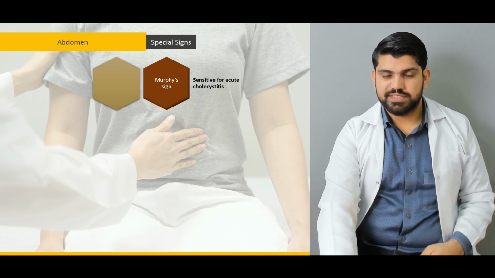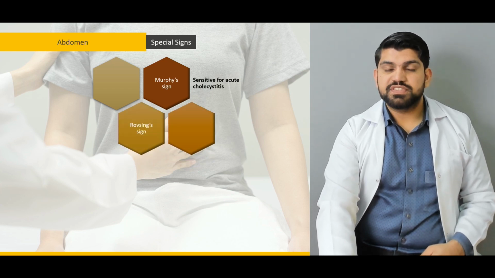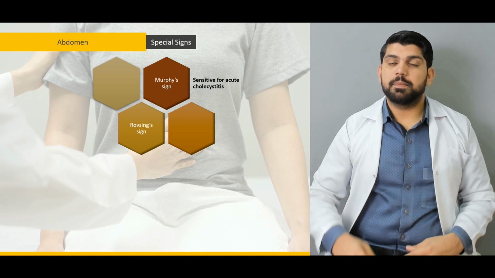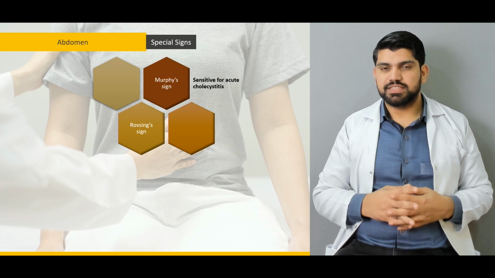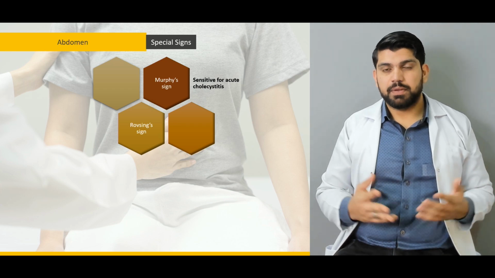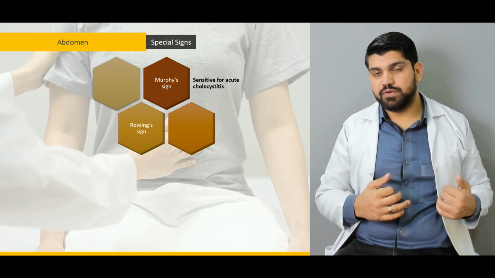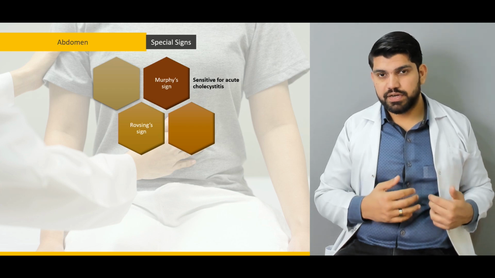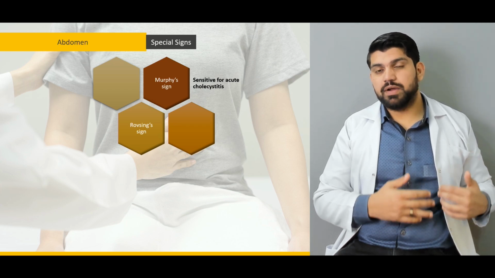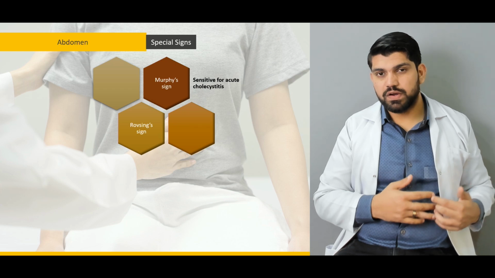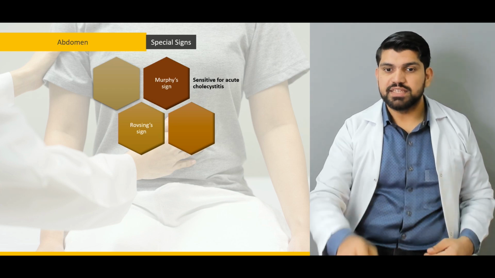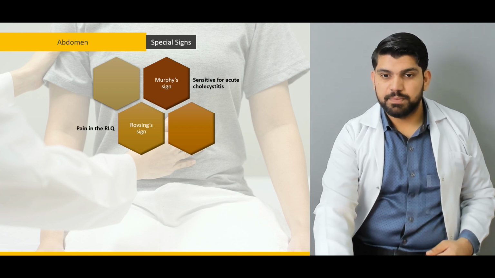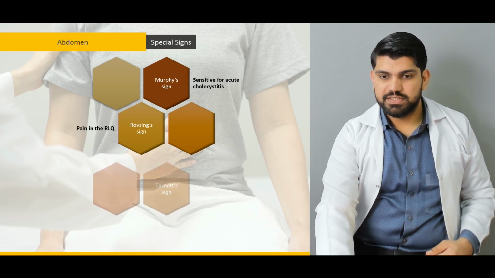Sensitivity to acute cholecystitis. Rovsing sign is at times more characteristic in a patient with appendicitis. While palpating the left iliac fossa, the left lower quadrant, there is pain in the right lower quadrant or right iliac fossa. This is Rovsing sign and is important in acute appendicitis.